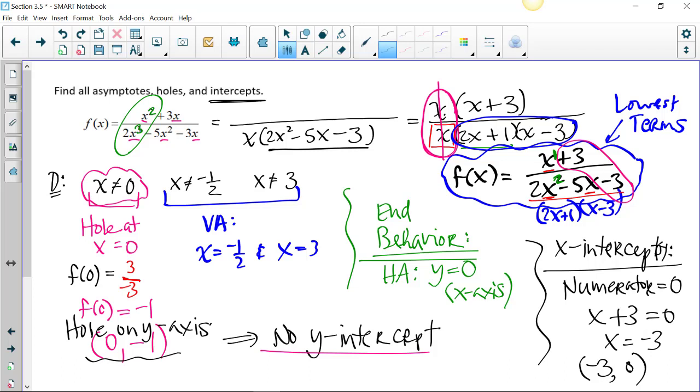And then you put all that on the picture, and it looks so pretty. And there you have it. That's how we find asymptotes, holes, and intercepts. In the next video, we'll talk about those new asymptotes, oblique asymptotes.